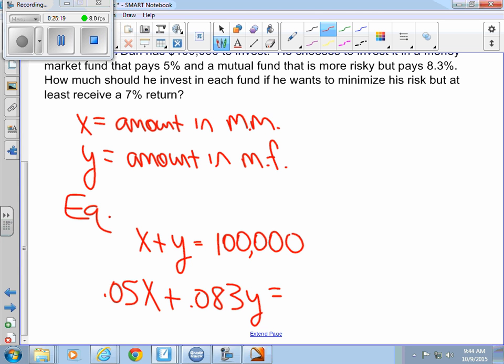And what is that going to add to the total? What do we want to get? How much? 7% of what? 7% of the money back, right? So I want to get 7% of the $100,000. I'm going to gain that much money. Does that make sense? So if I put in whatever I put in X, I'm going to get 5%. Whatever I put in Y, I'm going to get 8.3%. But I want a total of 7% of my money. That's how you'll write an equation for interest.